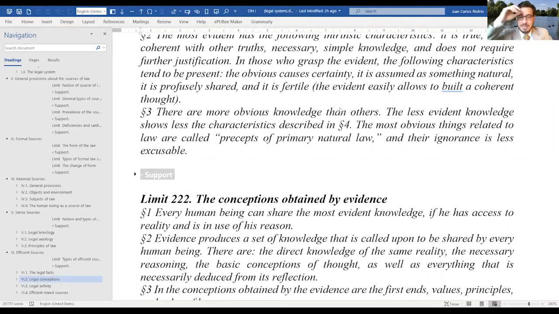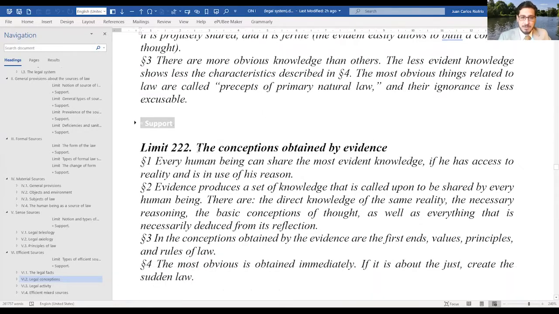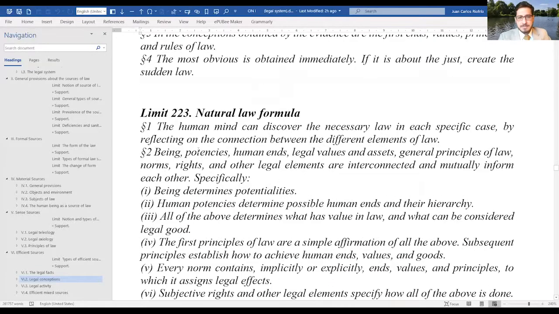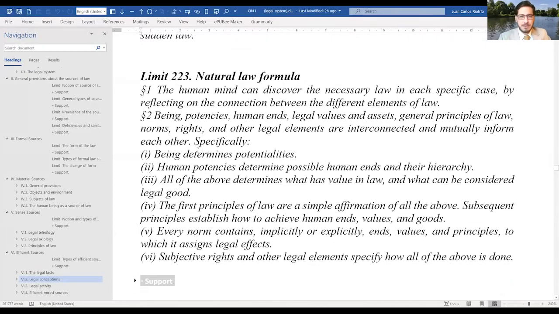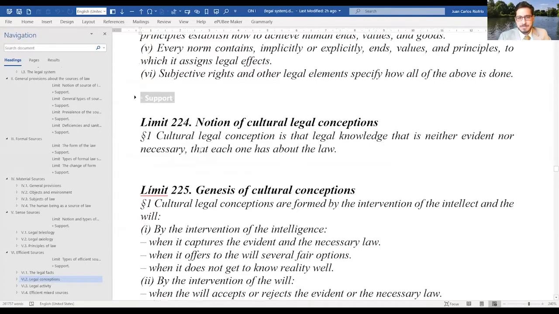We can put in so many considerations about God and so many things. But at the end of the day, for us it is the reasoning that is based in the reality and it's correct, it's not false. This is the natural law conception. And here you can find how it works with the natural law formula.